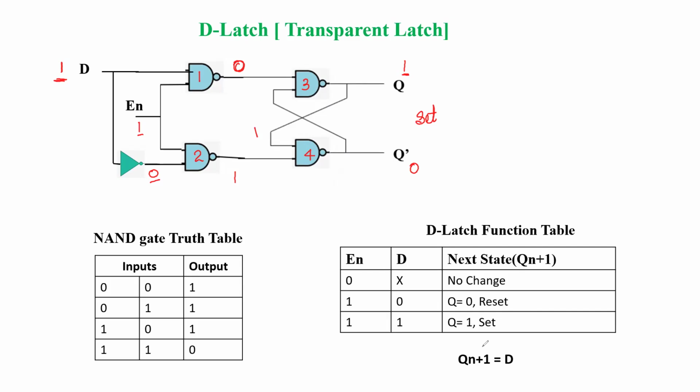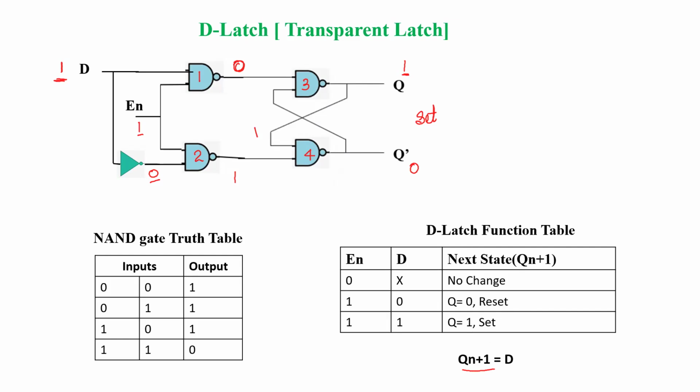And here next state, if you want to write in terms of equation, we can write Qn+1 equal to D. So this is the property of the transparent latch, here we have in case of D latch. And to understand the operation of D latch, we have to see how these NAND gates are going to behave. So only one concept you have to remember, that if any input is 0, then we are able to predict the output of the NAND gate, and that output is 1.